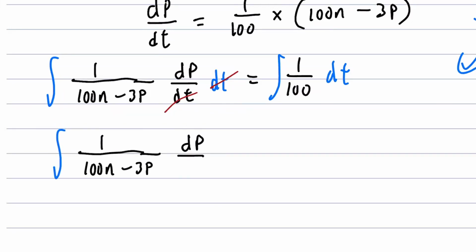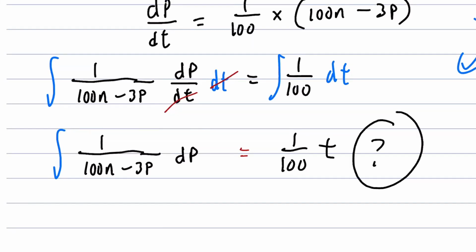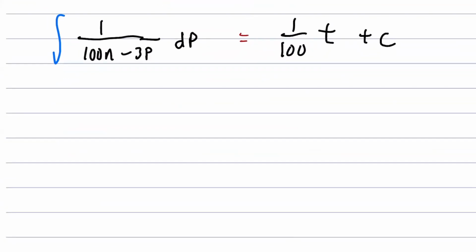Now I can try to integrate this. Integrate 1 over 100n minus 3p with respect to p. How? 1 over 100, I think you should know is 1 over 100t. What's missing? The plus c. Okay, good. Okay, then we deal with the left-hand side now. How? Can 1 over split up?